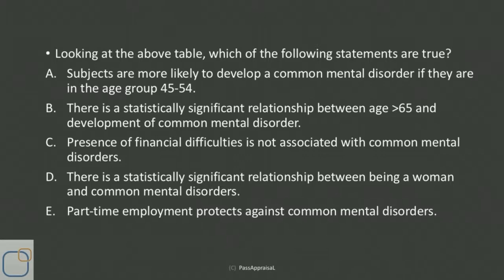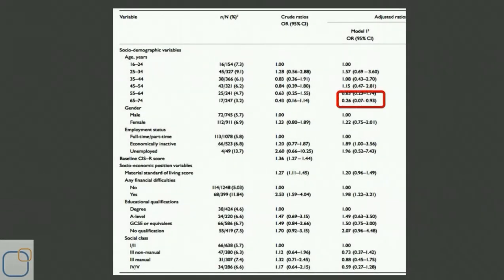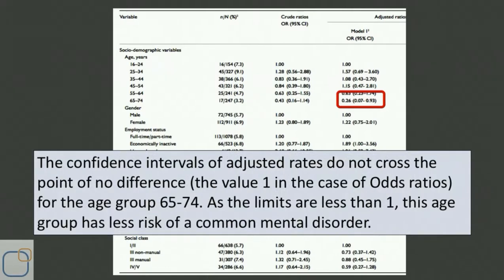So what can we conclude? Let's look at the table. Can you see the socio-demographic variables between age 65 and 74? The odds ratio is actually less than 1 and it is significantly less than 1. So people in the age group 65 to 74 actually have a lower odds, lower risk of having a common mental illness. The confidence intervals of adjusted rates do not cross the point of no difference for the age group 65 to 74. So this age group has less risk of common mental disorder.